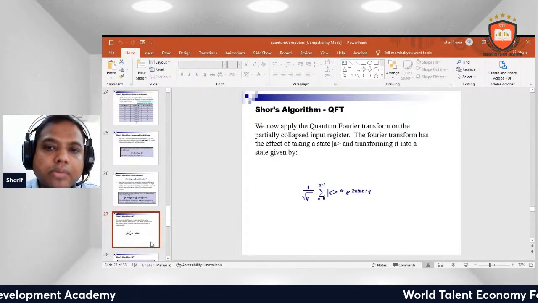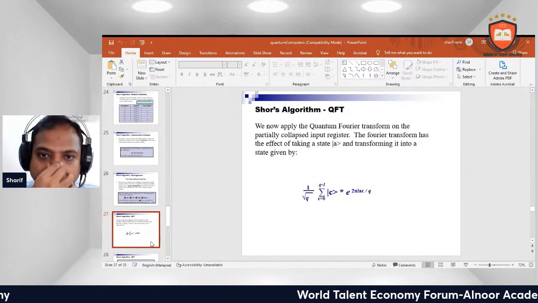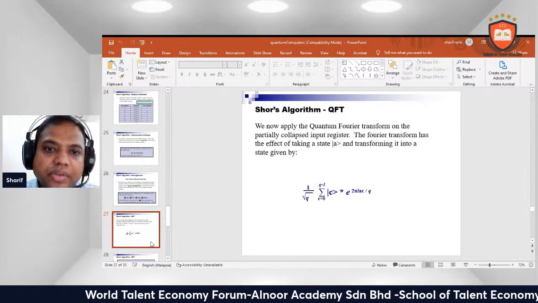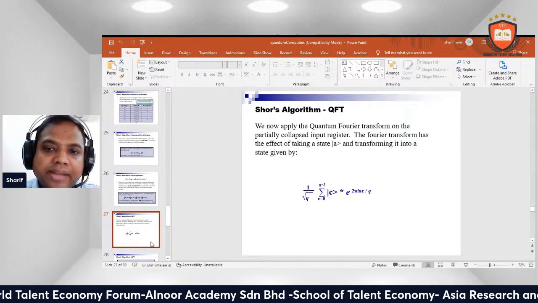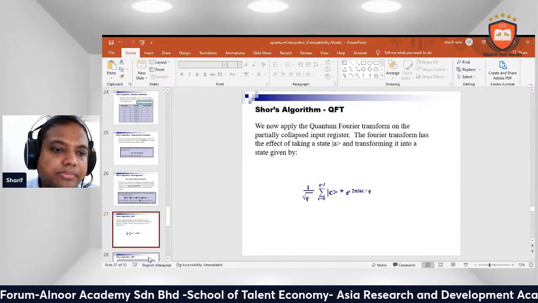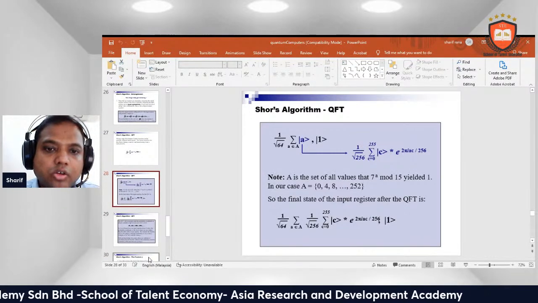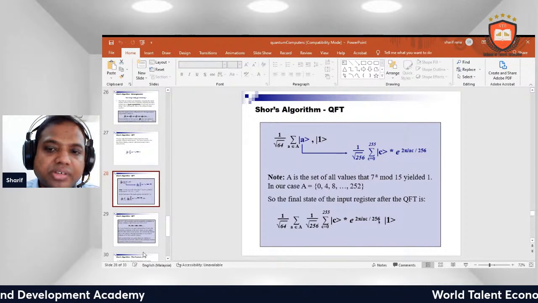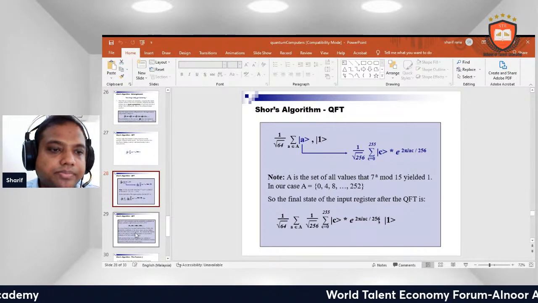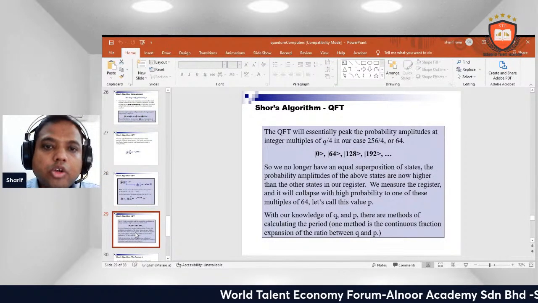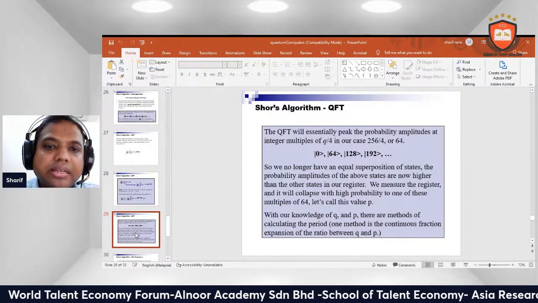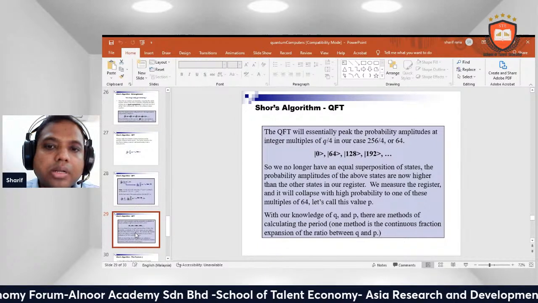We now apply the quantum Fourier transform to the partially collapsed input register. The Fourier transform has the effect of taking a state a and transforming it into a state given by the transform. Showing the algorithm, A is the set of all values of a for which x to the a mod 15 yields c, and in our case the final state of the input register after the QFT is this. The QFT will essentially pick out the probability amplitudes at the integral multiples of q over r, where r is the period, in our case.